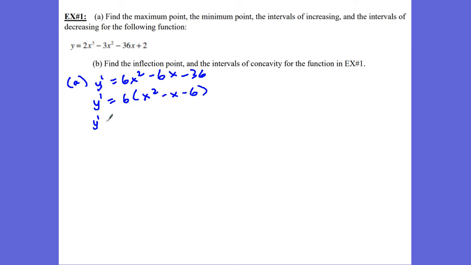And what can we do with that second factor? We can factor it to become (x minus 3) times (x plus 2). And so we have critical points of x equals 3 and x equals minus 2, and those are our critical points.